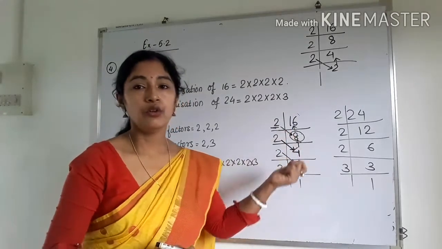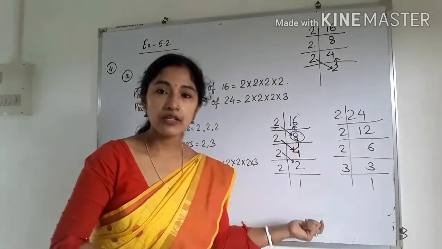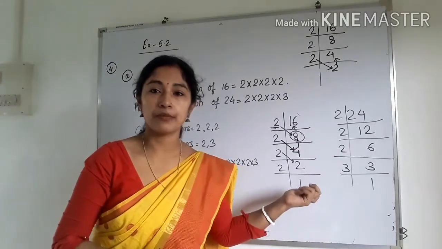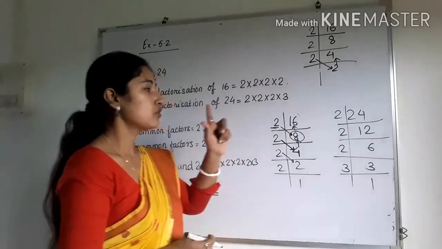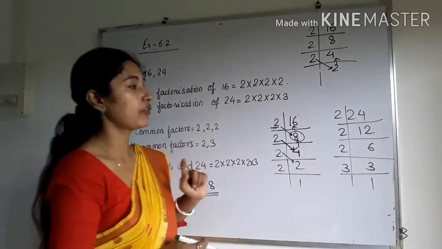So please try to practice it. By practicing only, you can easily remember the steps, okay. So next number is 24, okay. So how to do the prime factorization of 24?